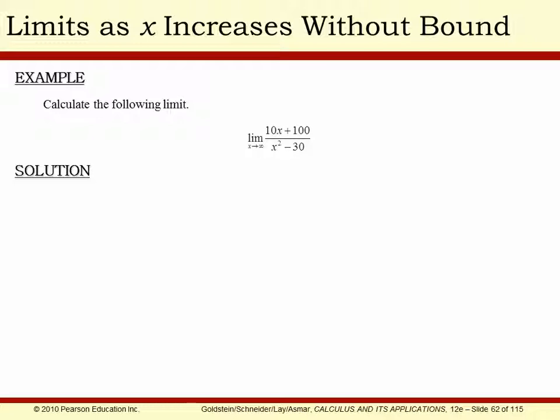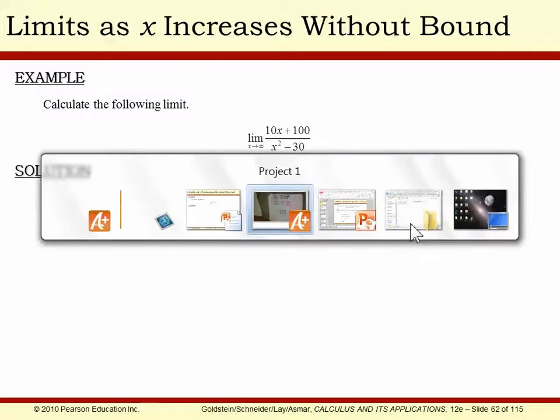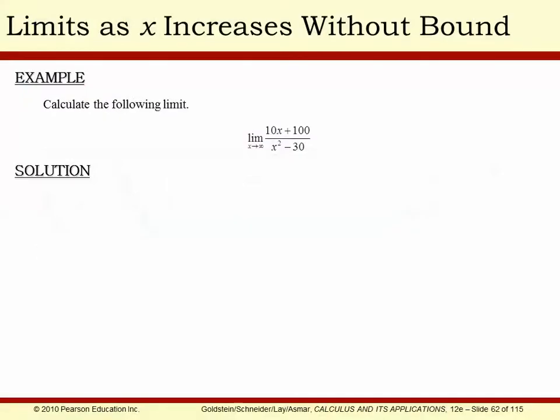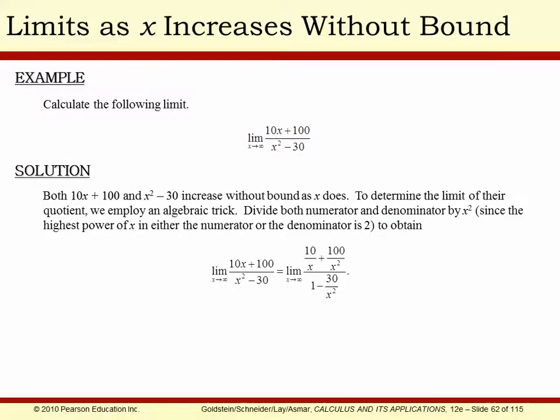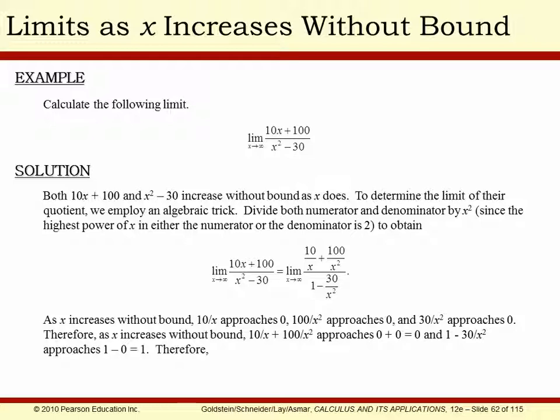Okay? All right, so let's go back to the slide here, and they do the same thing. They divide everything by x squared. Then, as x goes to infinity, 10 and 100 divided by infinity give us 0.